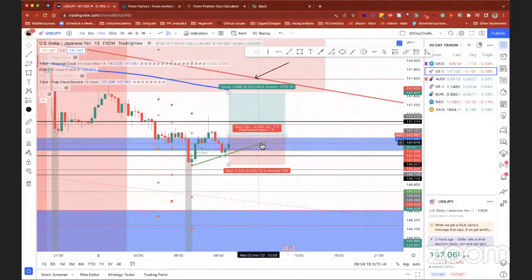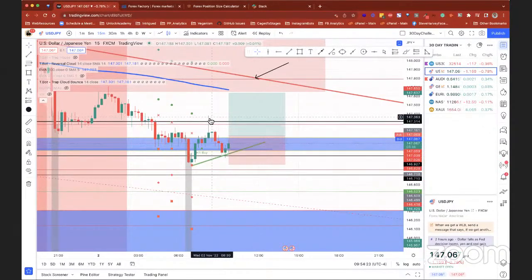Looking strong. I like that W pattern that's building right there. Looks like we want to find a little bit of resistance over here though, before coming back down. But it was cool. It didn't stay down.